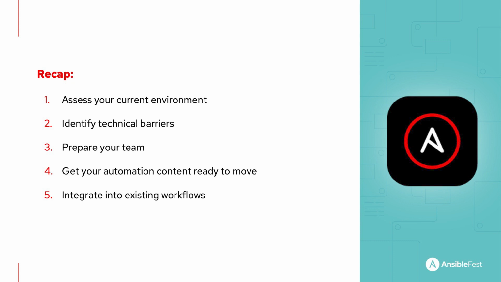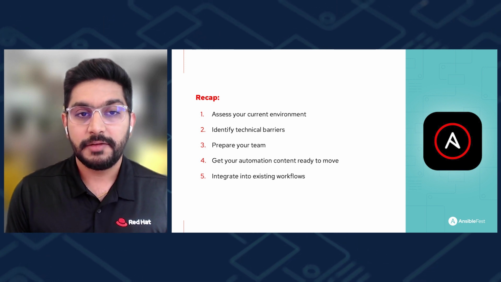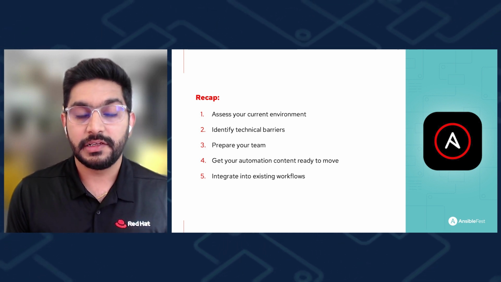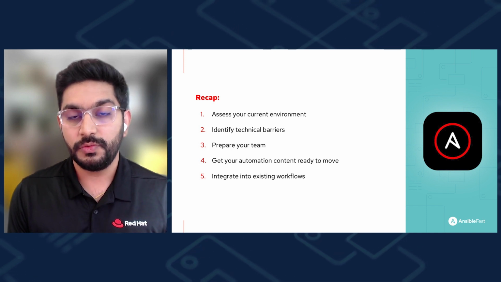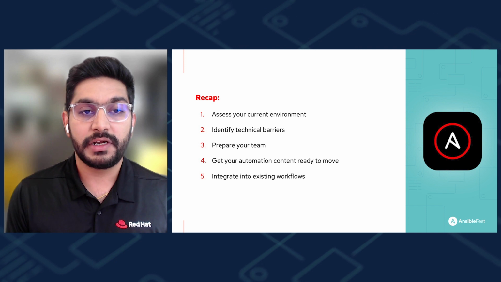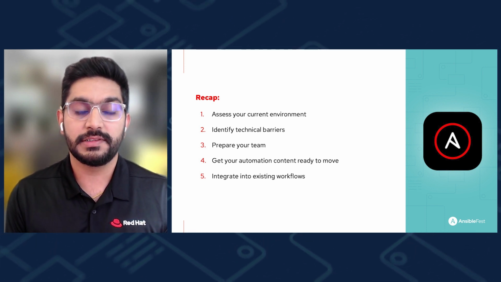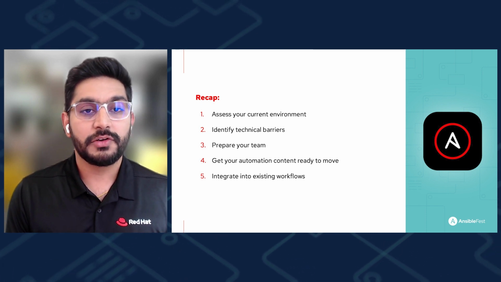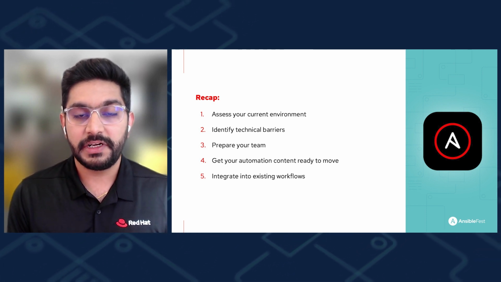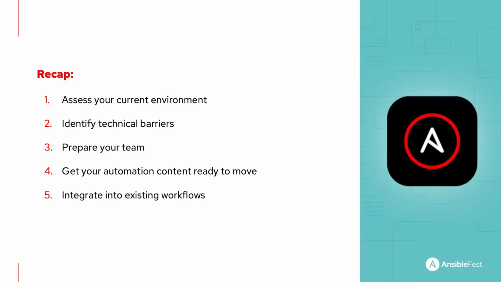And with that, we'll do a recap of how we looked at the ways to migrate. First, we assessed your current environment. Then we identified the technical barriers to moving to Ansible Automation Platform 2. Then we prepared the team, or understood what it means to migrate to Ansible Automation Platform 2 for different stakeholders. Then we got your automation content ready to move, or we did the migration from Ansible Automation Platform 1 to 2. And then we integrated the new platform into your existing workflows.